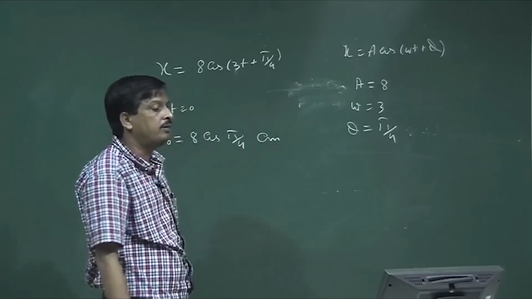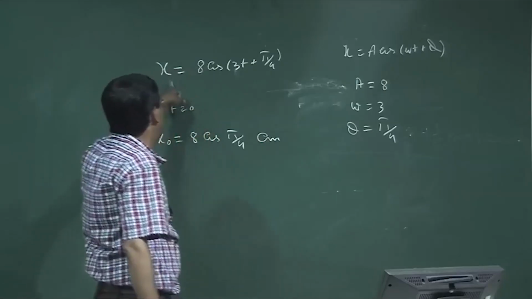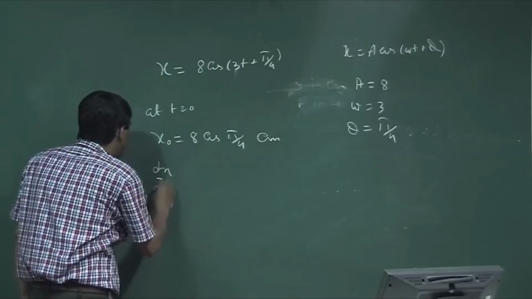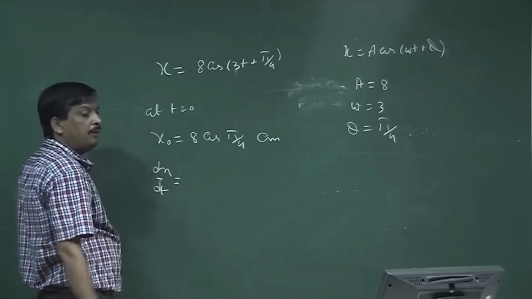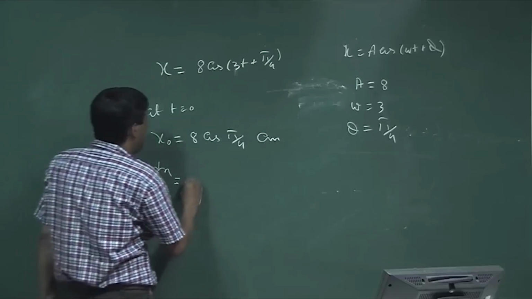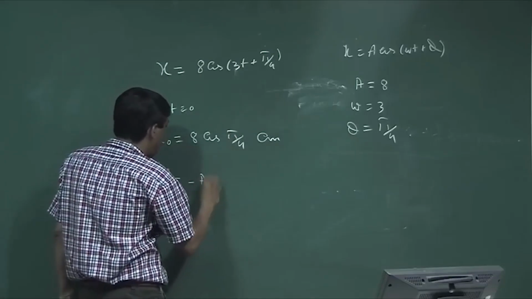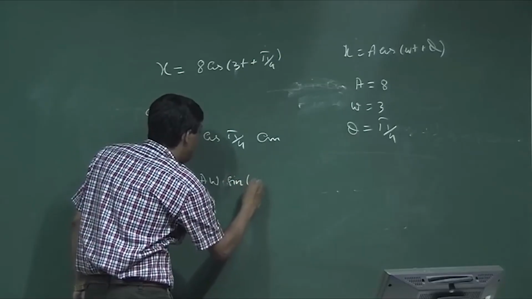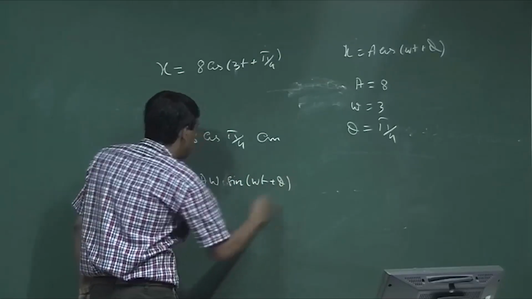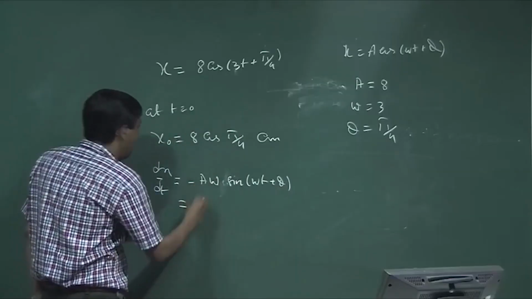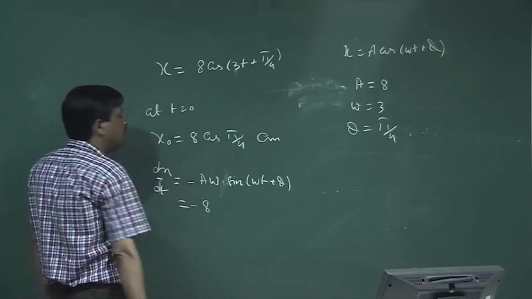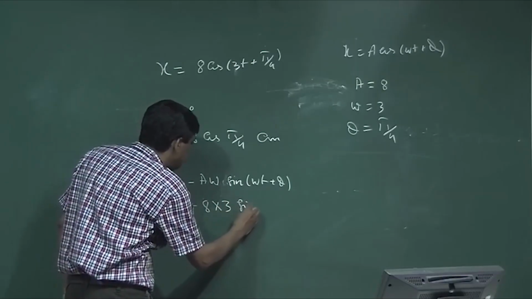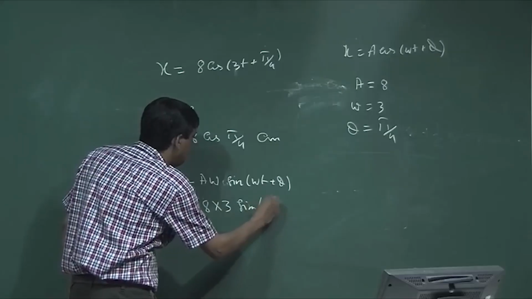Now, if I ask what is the velocity of that oscillation? Velocity is nothing but dx/dt. If I take dx/dt, it is minus A omega sin(omega t plus phi). So, A is nothing but 8, omega is nothing but 3, and sin of pi by 4 at t equal to 0.